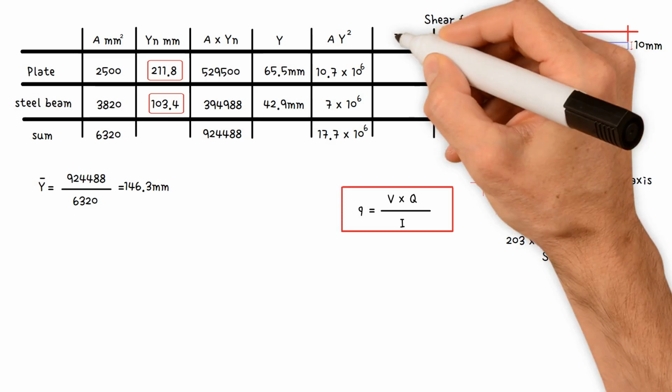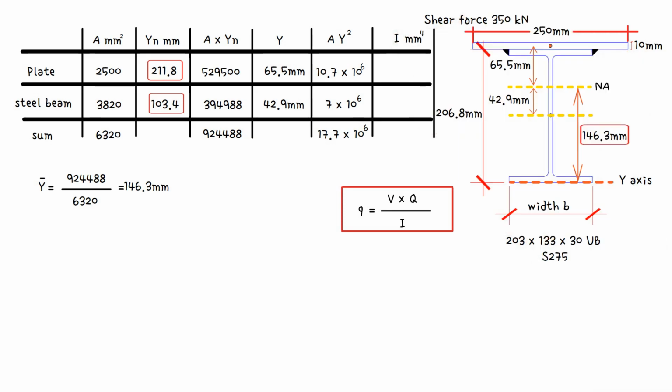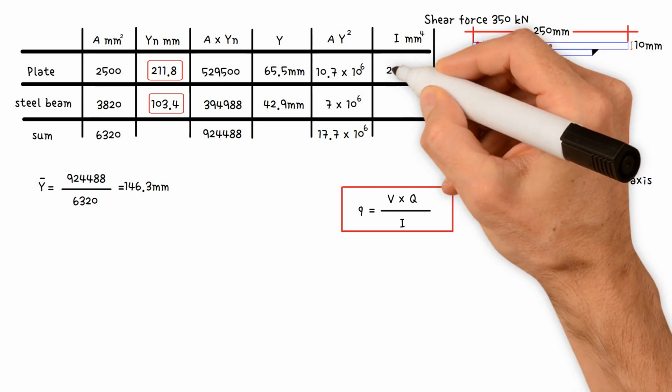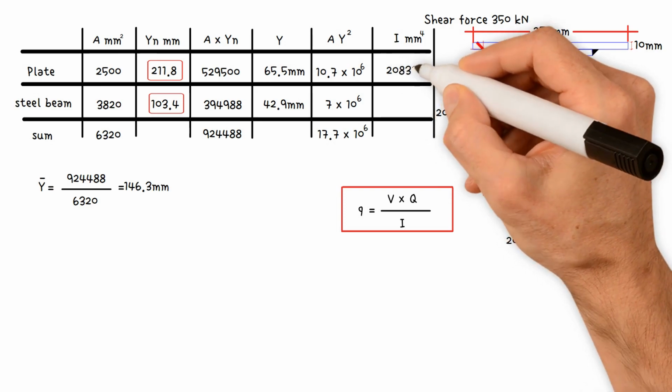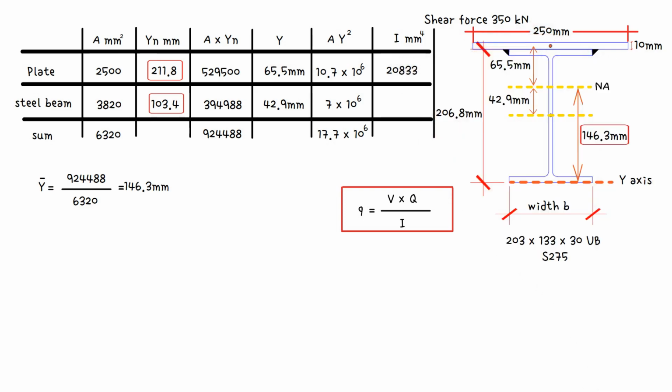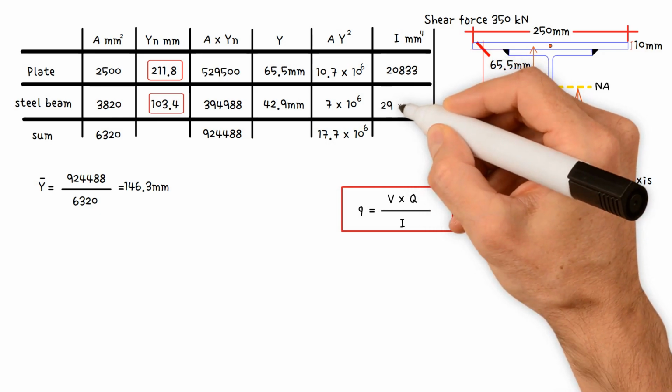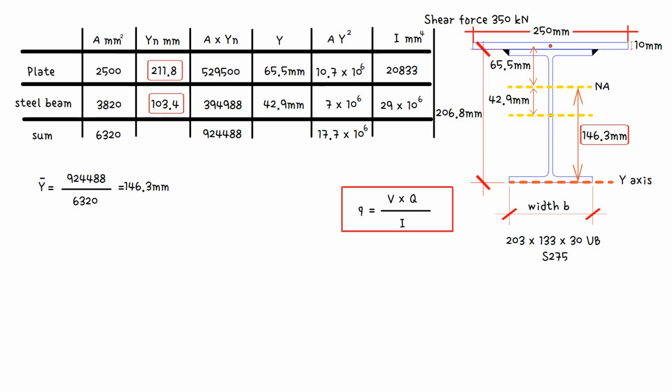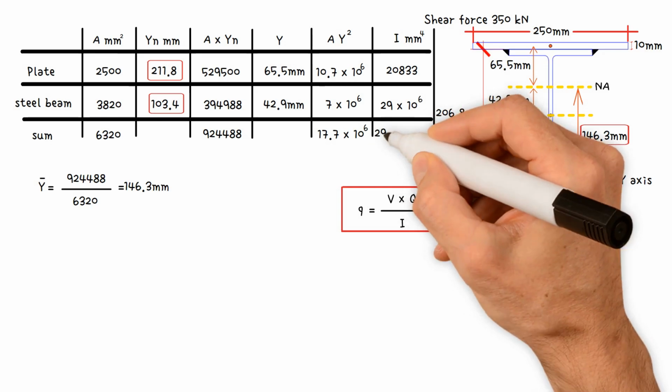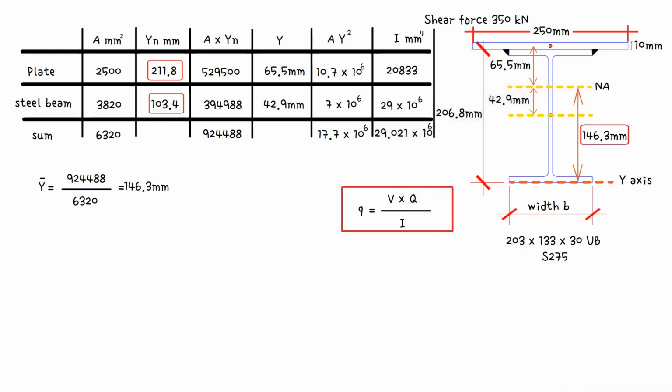In the last column, we input our moment of inertia of both the plate and steel beam. For the plate, the moment of inertia equals 250 times 10 to 3, divided by 12. This gives us a value of 20,833 mm to 4. For the steel beam, we have already found from the table, which is 29 by 10 to 6 mm to 4. We sum these up and we get 29.021 by 10 to 6 mm to 4.